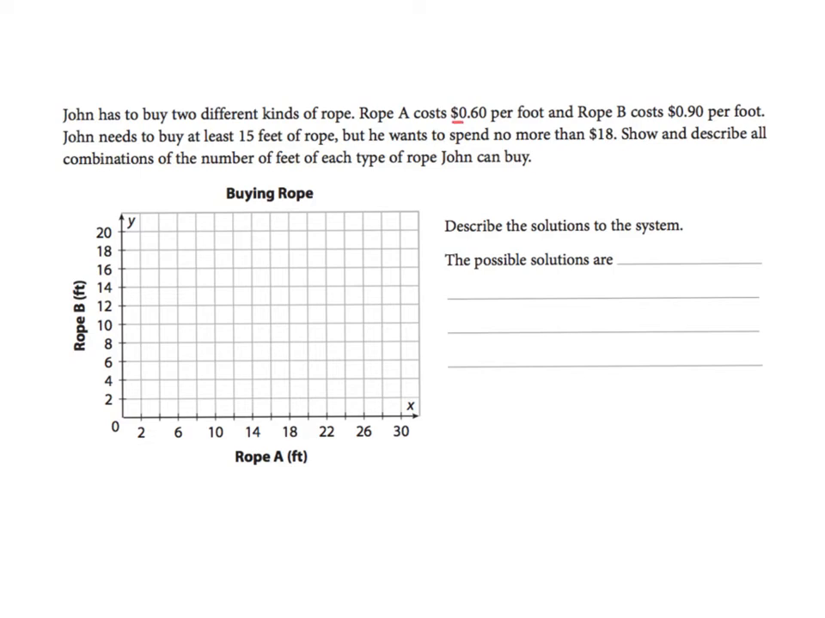All right, so I see 60 cents per foot. Rope B costs 90 cents. Didn't do that right, 90 cents per foot. John needs to buy at least 15 feet of rope. And then he wants to spend no more than $18. So a few different things here.